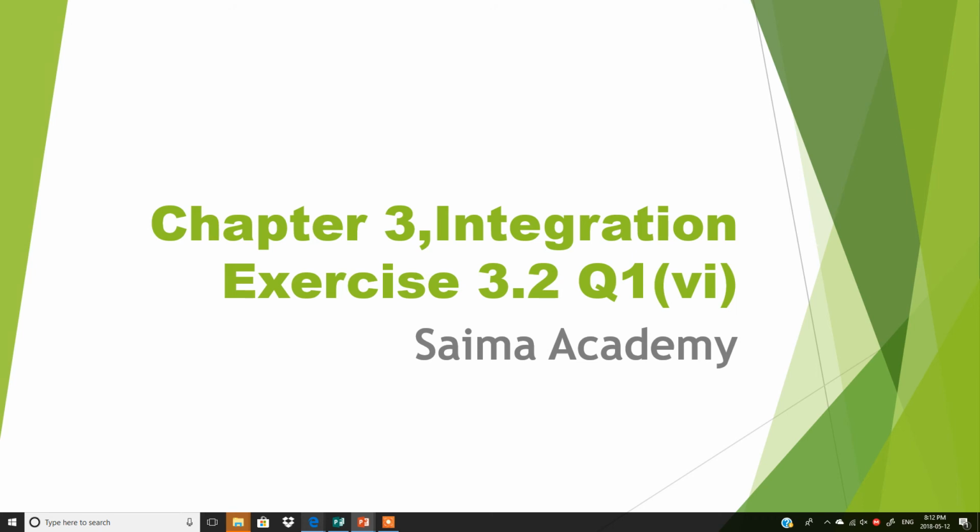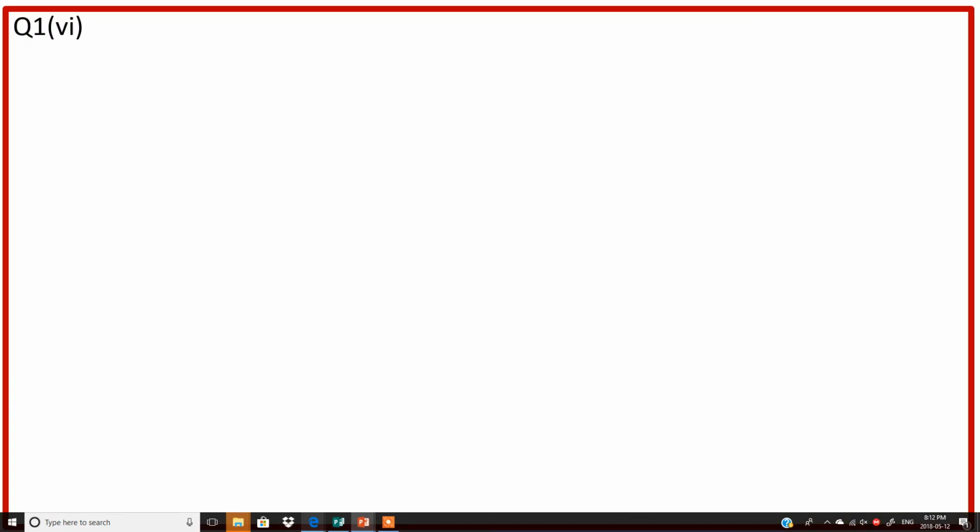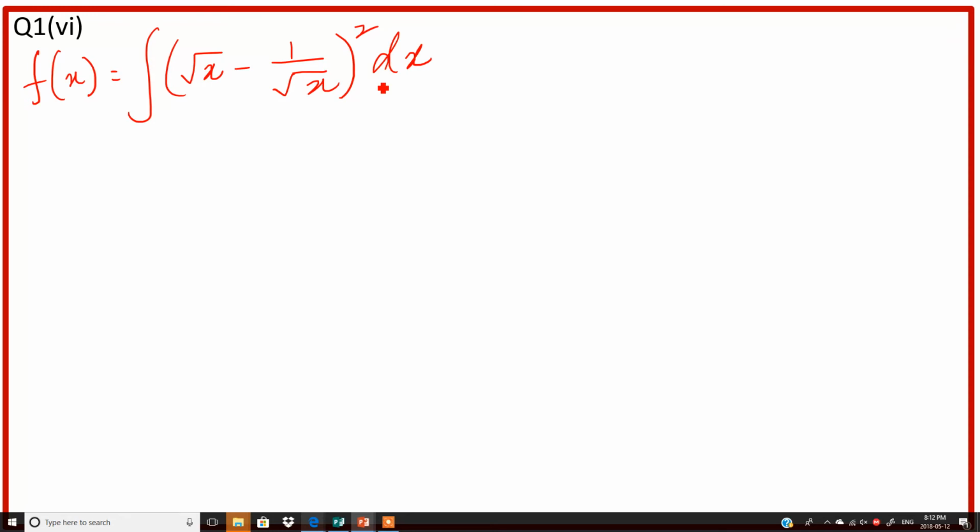In this lesson, we will discuss chapter number 3, integration, exercise 3.2, question number 1, part 6. And the question we have, f of x equal to integral of (under root x minus 1 over under root x) whole square dx. So see, this is (a minus b) whole square.